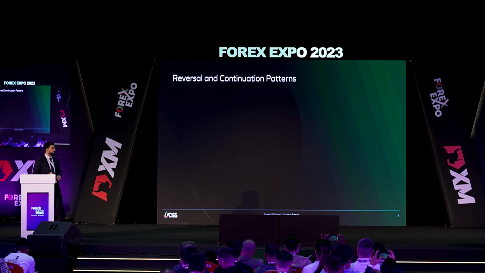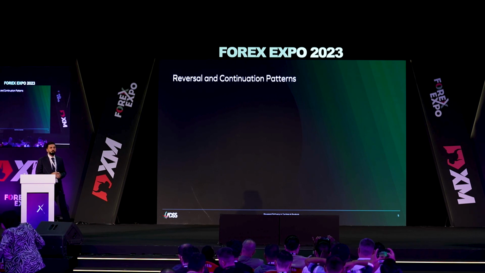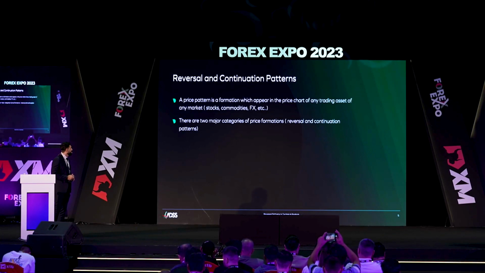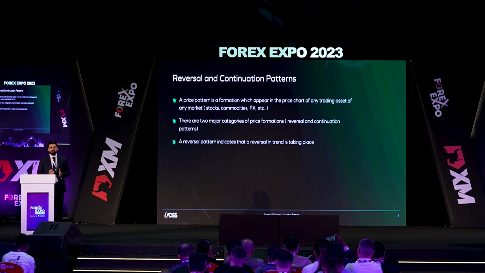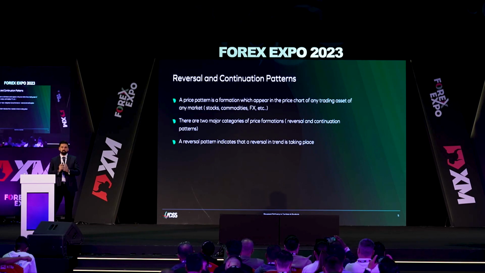So reversal patterns show up in any market, whether it is FX, commodities, etc. And there are two categories: we have the reversal and we have the continuation. So what is the reversal? The reversal is telling me we have a trend, and when I see this pattern in the market, there's a big possibility that the market will reverse. So if I have an uptrend, it might reverse to become a downtrend and vice versa.